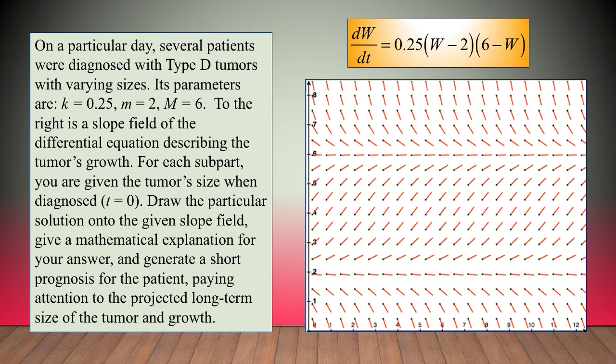Since the number of parts will rely on this formula, it's a good idea to set up the differential equation. dw/dt equals 0.25 times w minus 2 times 6 minus w.